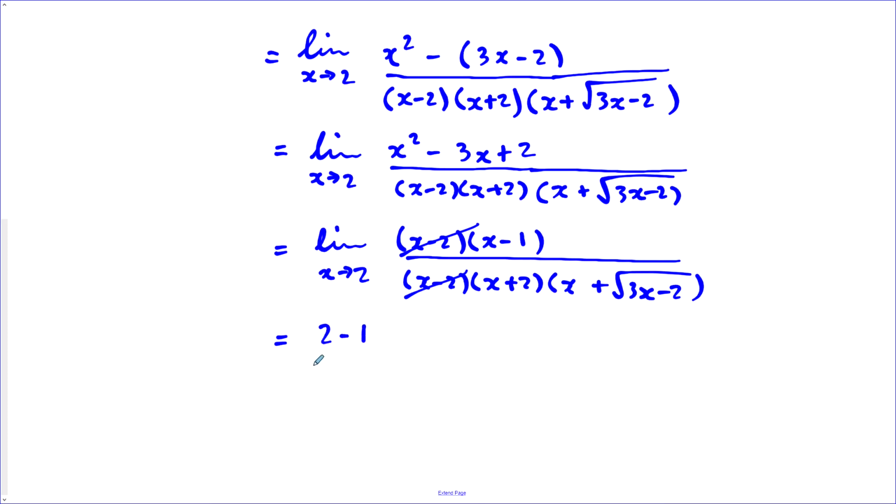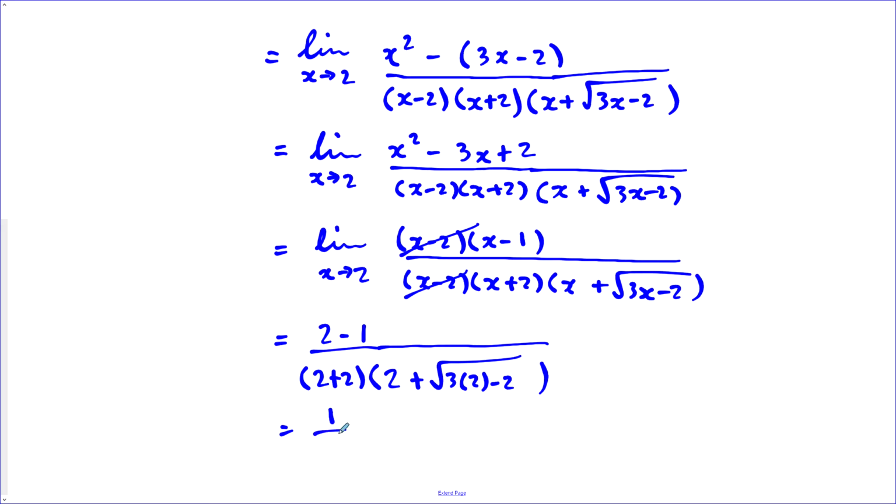So 2 minus 1 in the numerator, and in the denominator 2 plus 2, and 2 plus root 3 times 2 minus 2. Okay, so in the numerator we have 1. In the denominator, the first factor here is 4. And then the second here is 3 times 2 is 6, minus 2 is 4, square root of 4 is 2, 2 plus 2 is 4 again. And so our limit is 1 over 16.